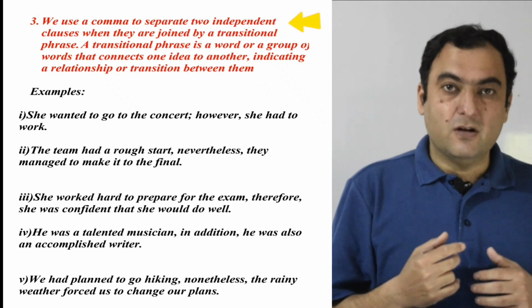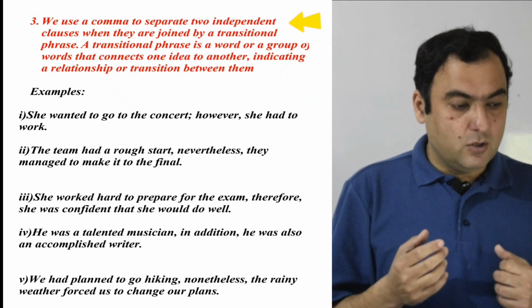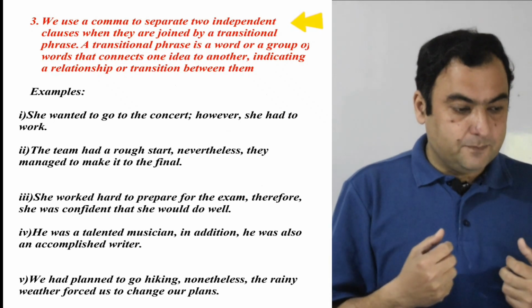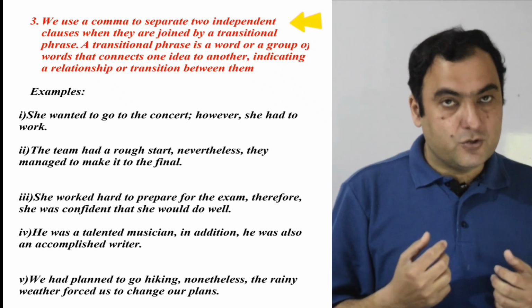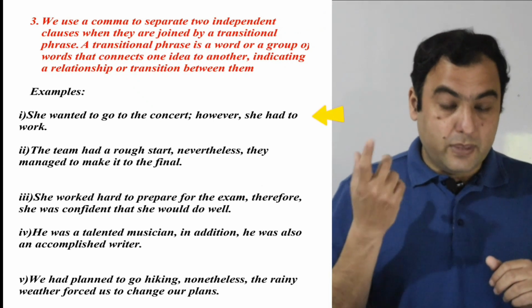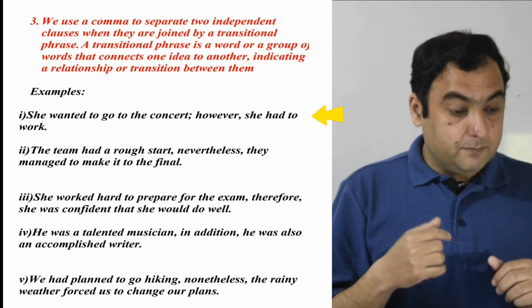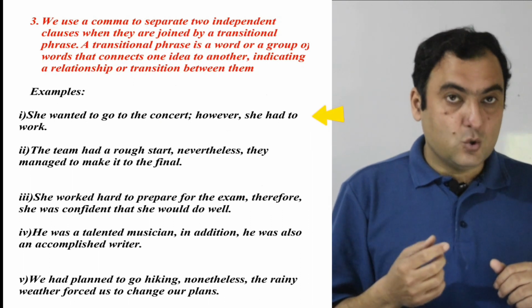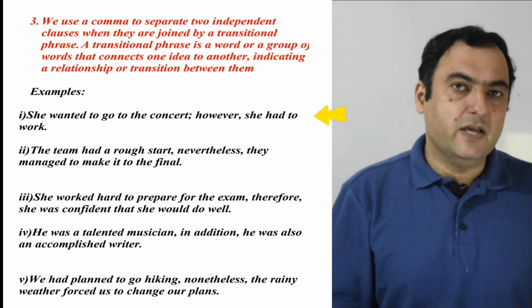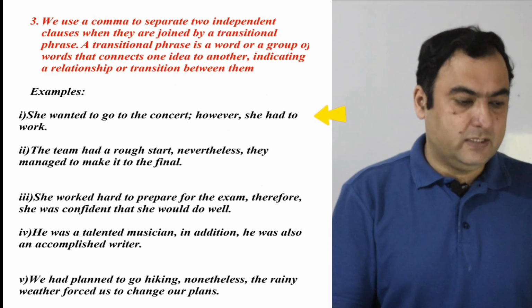What is a transitional phrase? Well, a transitional phrase is a word or group of words that connects one idea to another, indicating a relationship or transition between them. For example, she wanted to go to the theater, however, she had to work. So after "however," this is a transitional phrase and we have a comma after it.